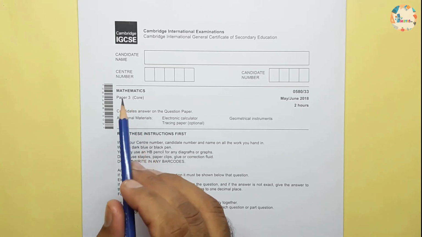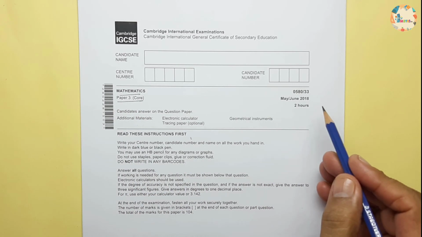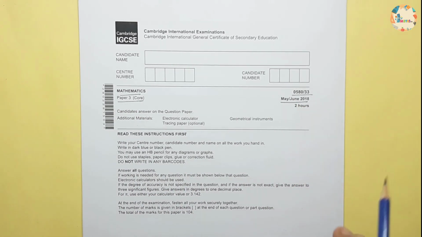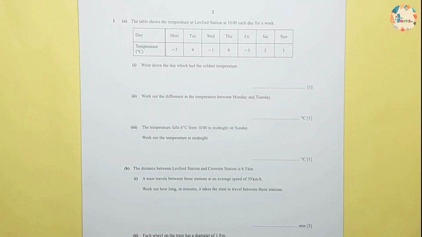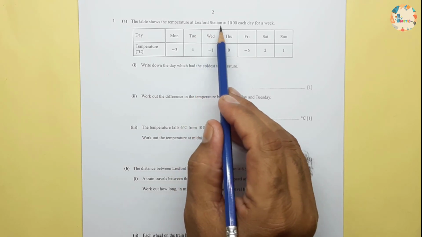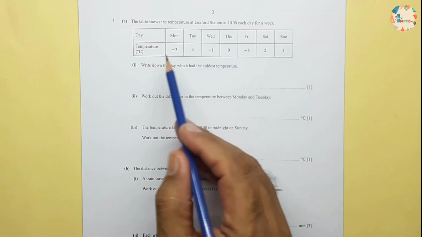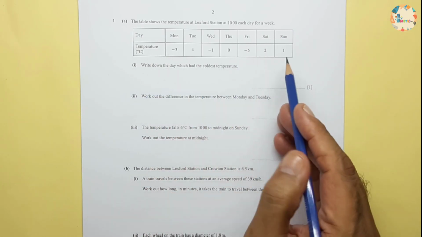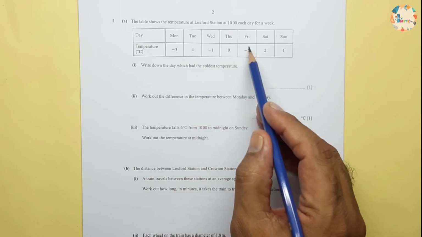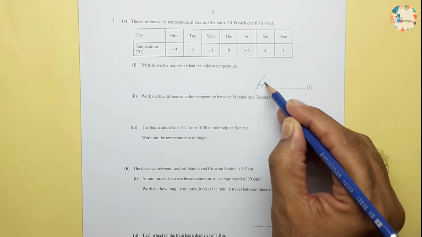Let us go through IGCSE Mathematics Paper 3 Core 058033 May-June 2018. Question number 1. The table shows the temperature at Laxford station at 10 each day for a week. So these are the temperatures. On which day was it the coldest? Coldest will be the minimum, -5, so this will be Friday.